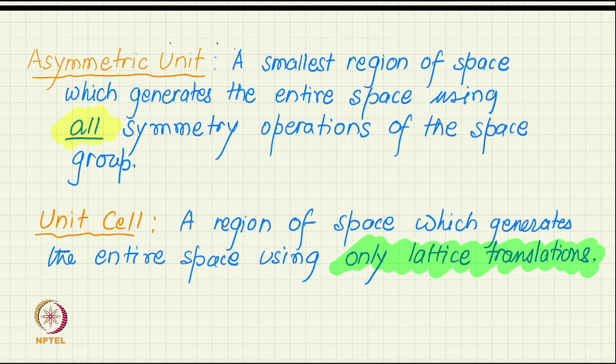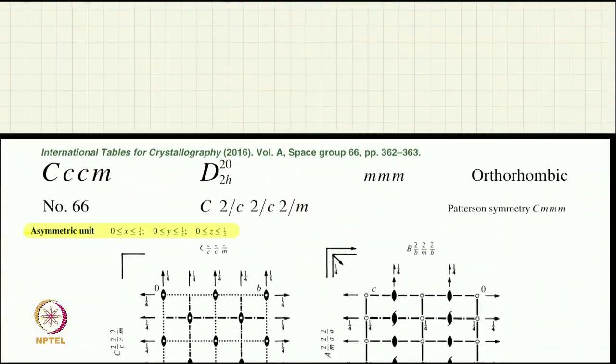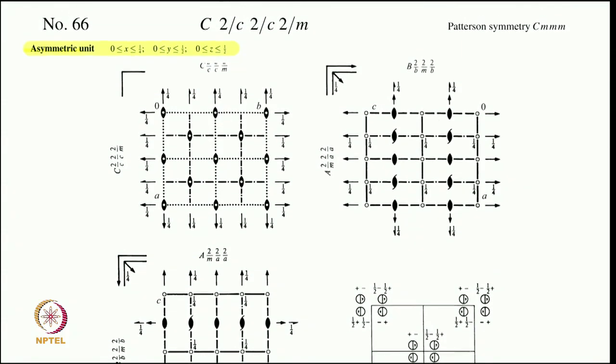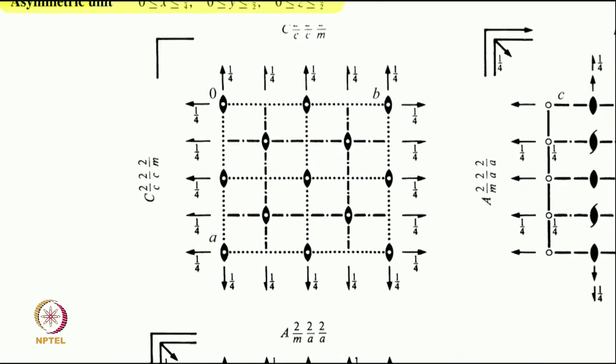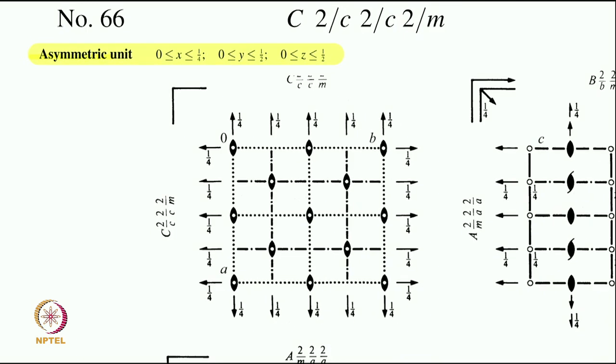In unit cell, we are restricted to only translate the volume, the unit cell volume, to fill a space. In asymmetric unit, we use all symmetry operations of the space group. So, along with translation, we can rotate or reflect the volume if these symmetry operations are available in the space group. So, let us look at the example with which we are working. So, here is our asymmetric unit defined for this particular space group.